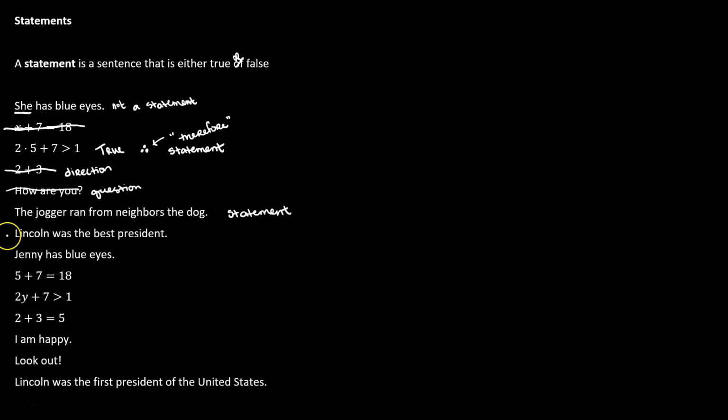Let's look at the next statement. Lincoln was the best president. Now this one's tricky too. Lincoln, that's specific. President, that's specific. But the word best. This is an opinion. So depending on who holds that opinion, this could be true or false. This is not a statement, it's an opinion. So things like directions, questions, opinions, those are not statements. They're different kind of sentences. Let's look at a few more.